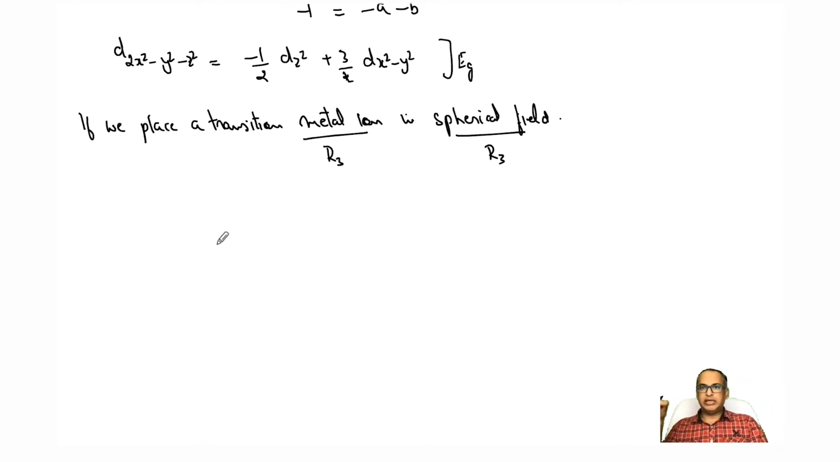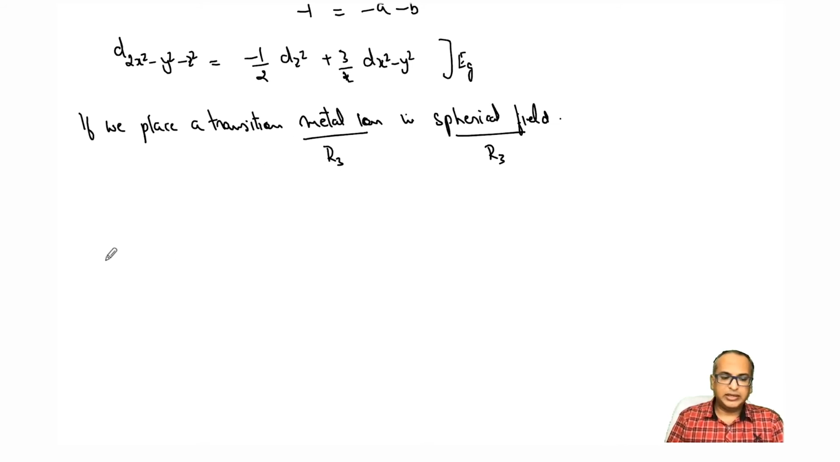Because now imagine that there is an electric field which is coming from the surrounding ligands, and now there would be a repulsion between the valence electrons of the central transition metal ion and the spherical field which is created by the ligands. So that repulsion will increase the energy of those d orbitals.